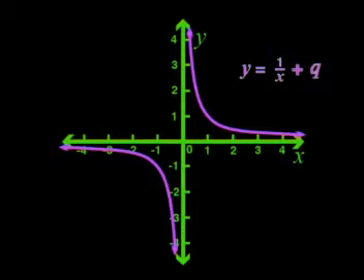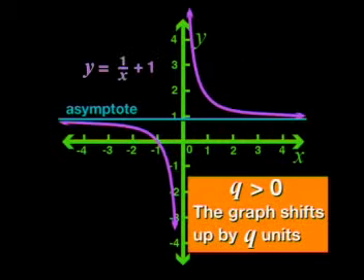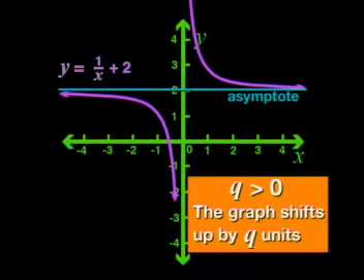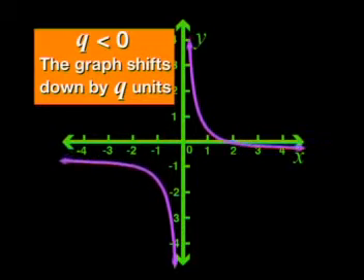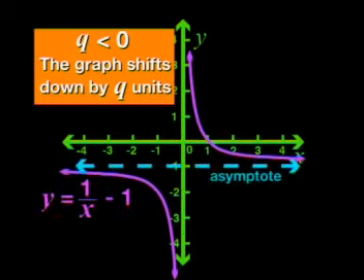We can summarize the effect of Q on the graph like this. A change in Q causes the graph of y equals 1 over x plus Q to shift up or down. If Q is positive, the parent graph shifts up Q units. If Q is negative, the parent graph shifts down Q units.